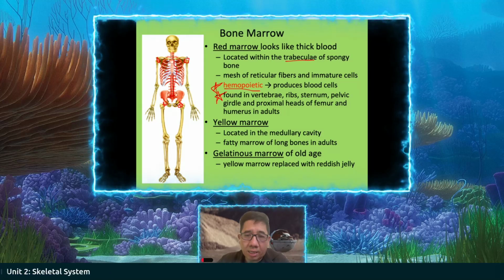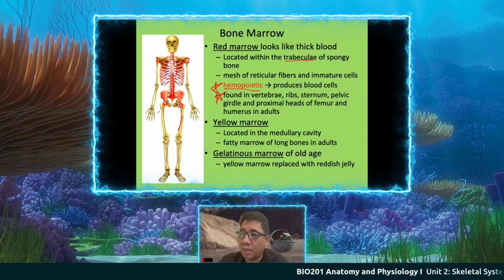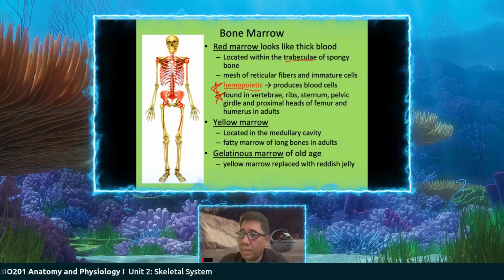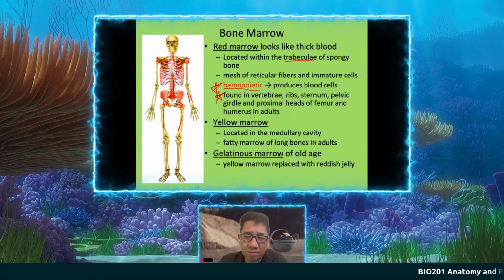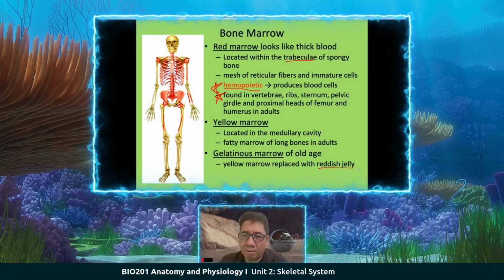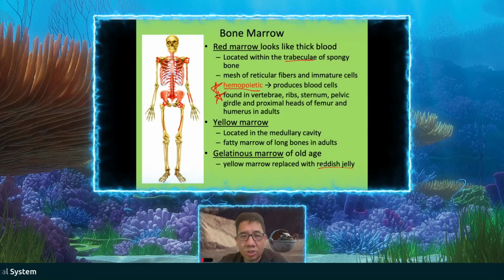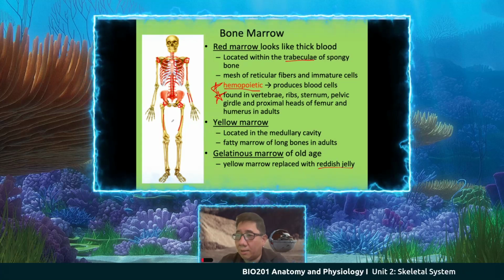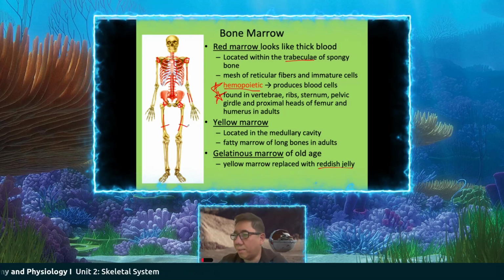You also have the yellow marrow. Yellow marrow is usually in the medullary cavity, in the yellow part of the bone, part of your diaphysis, as we mentioned before. You also have the gelatinous marrow, which is basically the yellow bone marrow, but when we get older, it becomes a reddish, jelly-like, oozing, yucky color, so we call it gelatinous marrow. If you ever do any bone cutting with an adult, really older folks, you're going to see this gelatinous marrow.